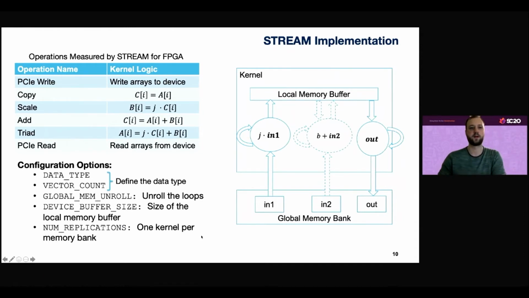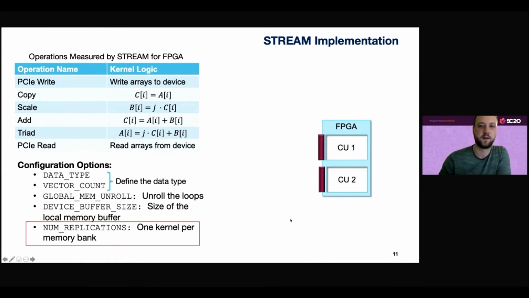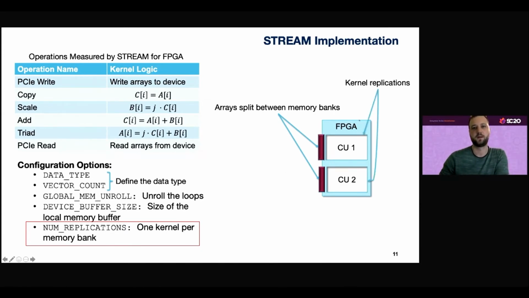And the last configuration option is actually the number of kernel replications. So as already said, here we will just use a single memory bank. If we have an FPGA with multiple memory banks, then if we remember back the FPGA figure from before, we will just split the arrays between the available memory banks and replicate the kernel for every memory bank.